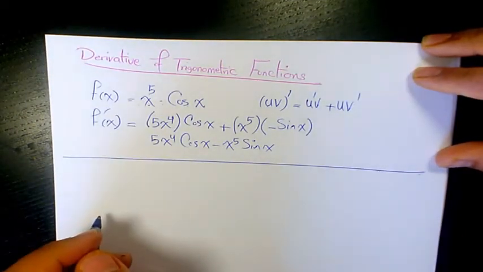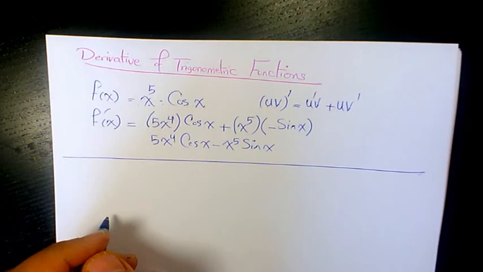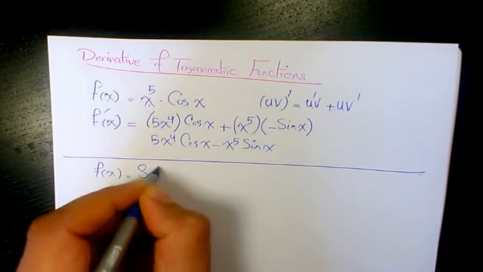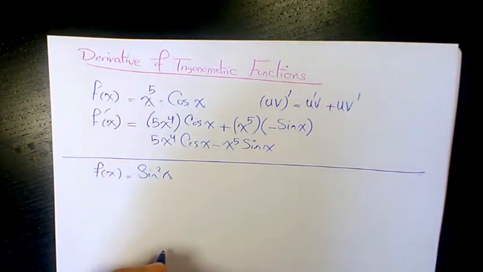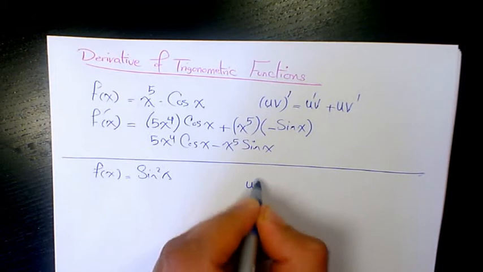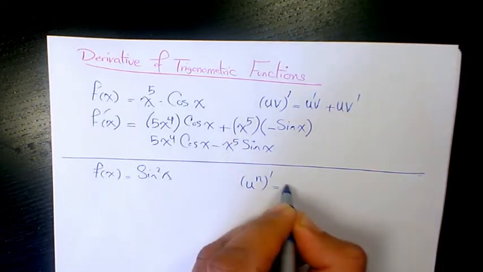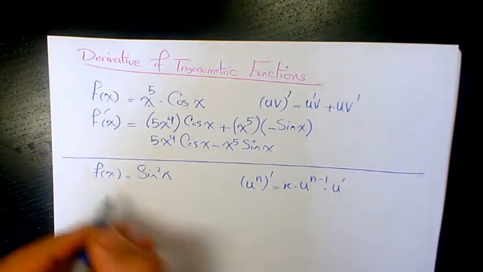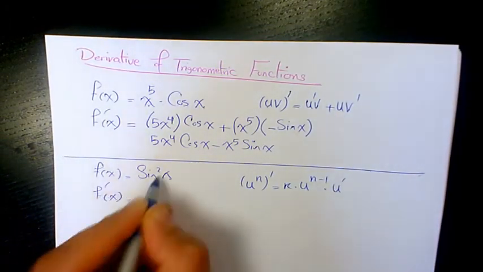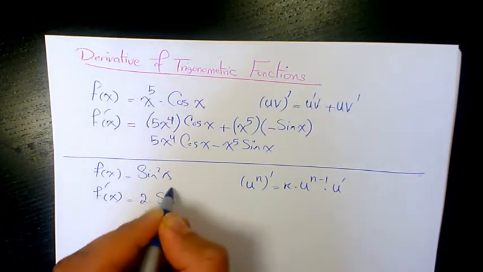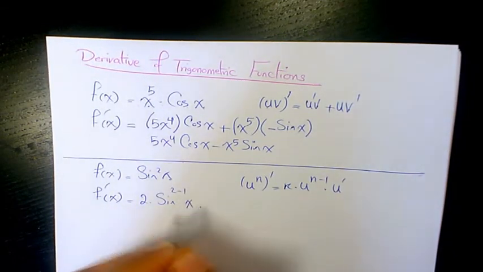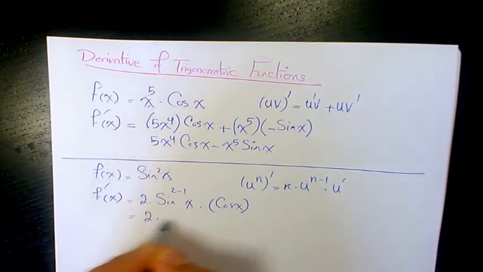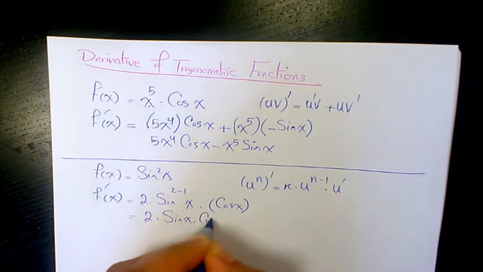That's the first question. Second question is f of x equals sine squared x. So, the derivative of u to the power of n will be n times u to the power of n minus 1 times u prime. So, f prime will be 2 times sine to the power 2 minus 1 of x, times the derivative of sine x, which is cosine x. So, it will be 2 times sine x times cosine x.